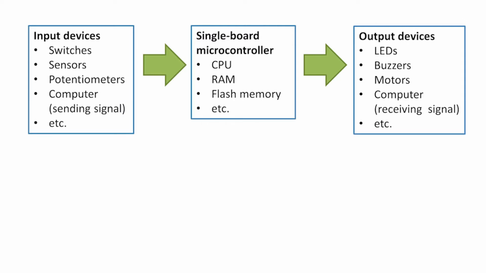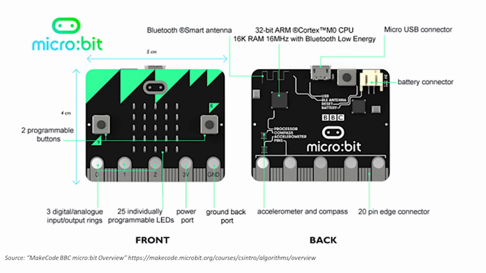A single board microcontroller, for example, the Microbit we're going to talk about today, also has input, process, output. However, there are a variety of input and output devices, but the single board microcontroller can include both the system unit and its secondary storage unit on the same board, or the CPU, RAM, and flash memory are all on the same board. The BBC Microbit is an example of a single board microcontroller. It is designed for computer education.